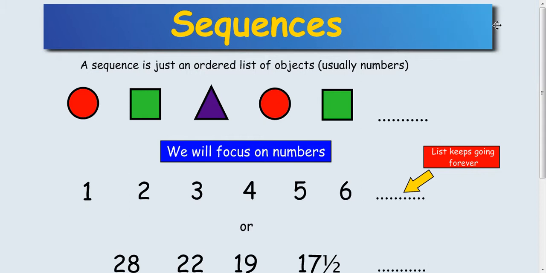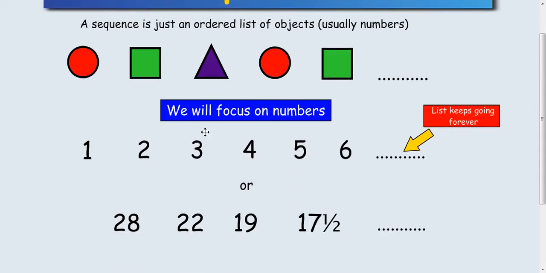In this lesson we're going to look at sequences and how to denote a sequence at a higher level. On the screen here you can see a very basic sequence with circles and squares and triangles. This is an ordered sequence of objects, and you can see quite clearly the next one in the sequence would be a triangle. When we talk about sequences we're mainly going to focus on numbers though.